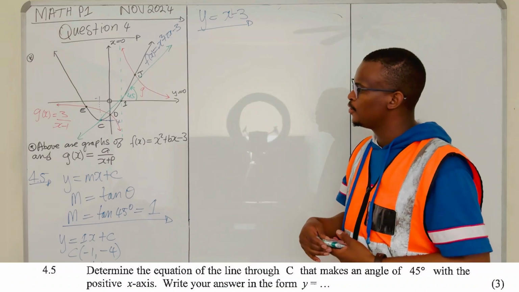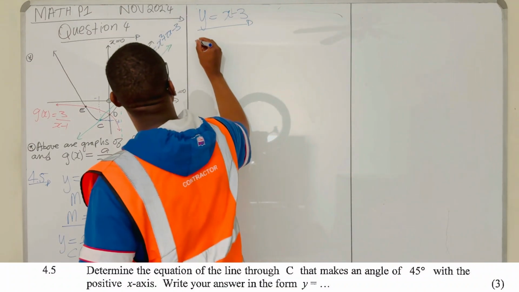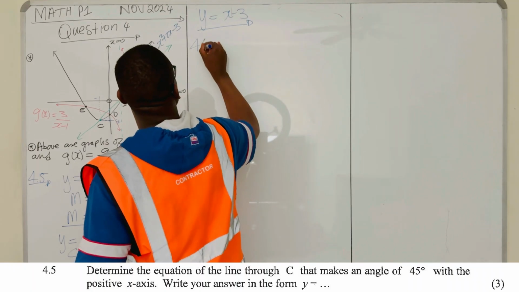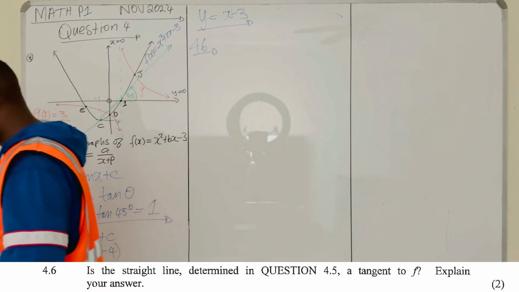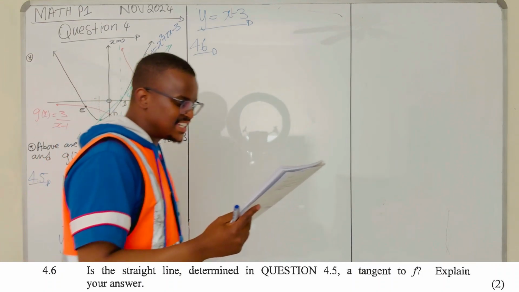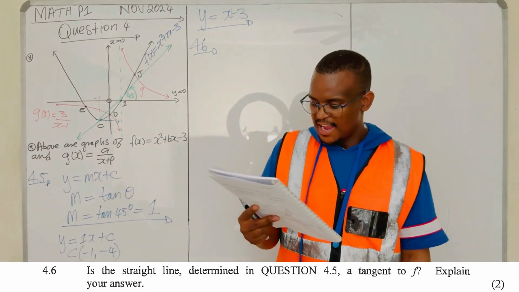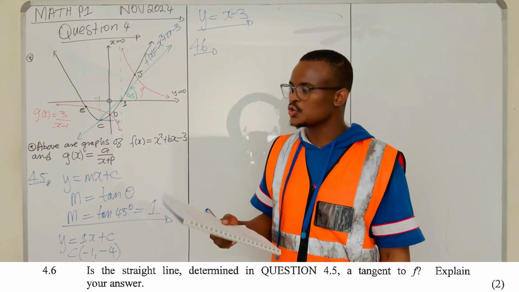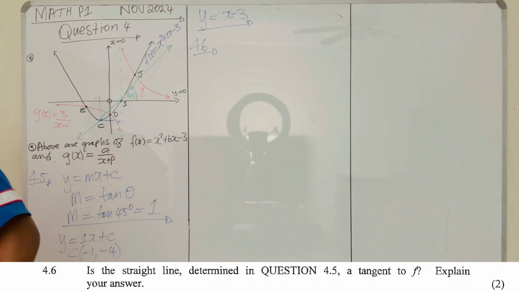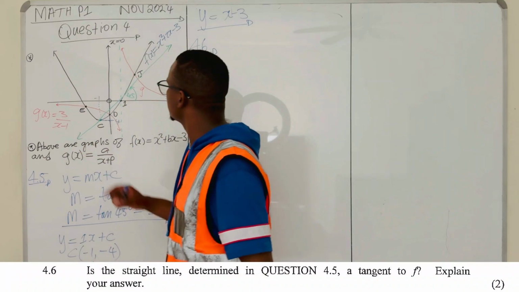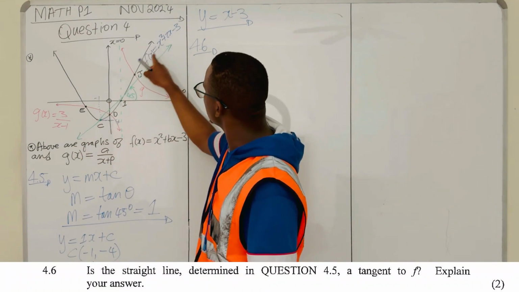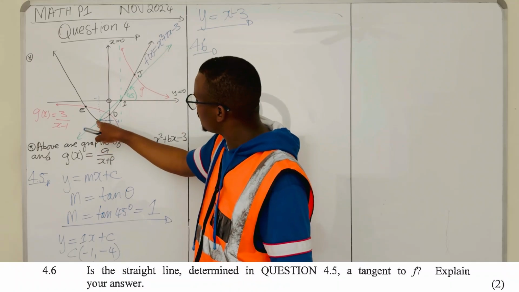Then now we go to the next question, which is 4.6. What are they saying at 4.6? They're asking, is the straight line determined in 4.5 a tangent to f? Explain your answer. So they're asking, is this straight line that you have here a tangent to f at this point C? This line here, the green line. Is it a tangent to this function?